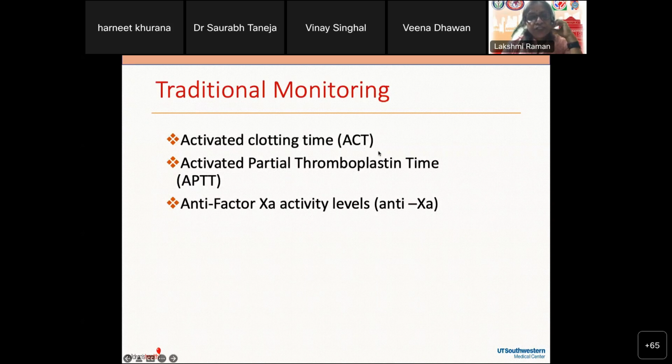So what are the traditional ways of monitoring? Typically we use ACT, which is a bedside test. Then we can use APTT and anti-Xa (anti-factor 10A). I'm going to walk you through each of these tests and talk about the pros and cons of each of these tests. At least in the United States, we have the luxury of being able to get all of these tests. Next slide, please.